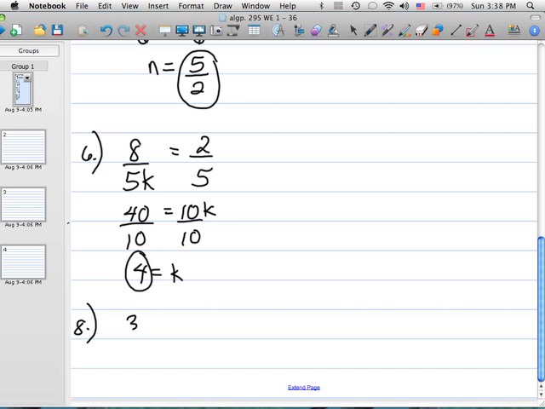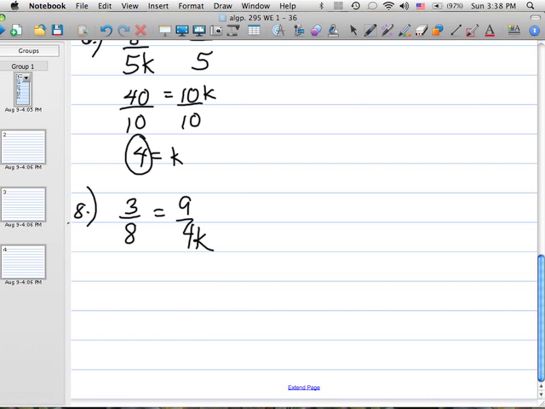Problem 8, we have 3/8 equals 9 over 4k. Cross products, 3 times 4k is 12k, 8 times 9 is 72. Divide both sides by 12, and k equals 6.